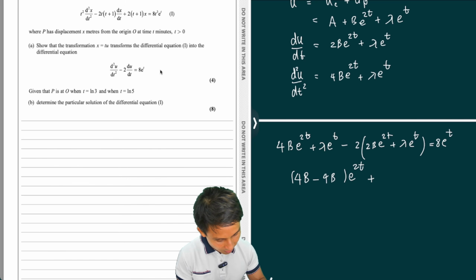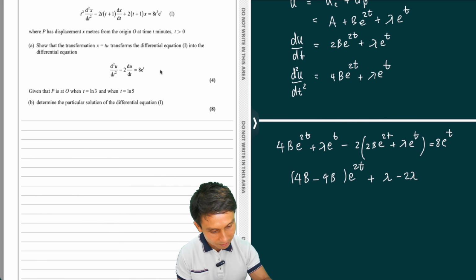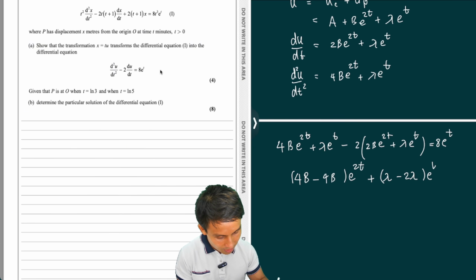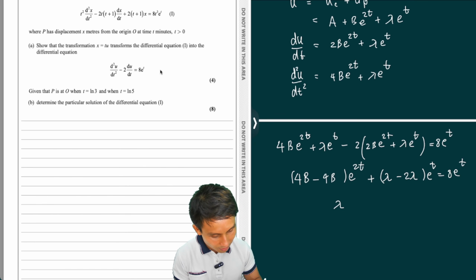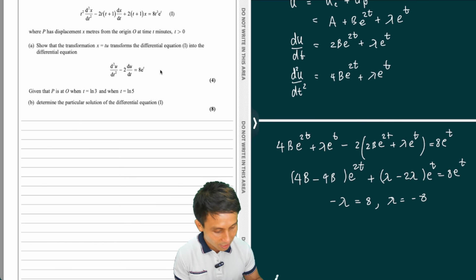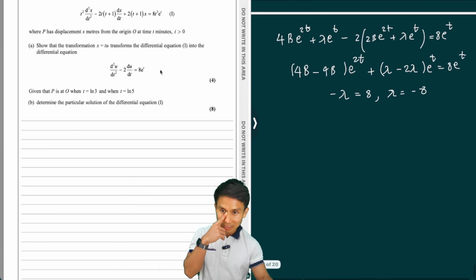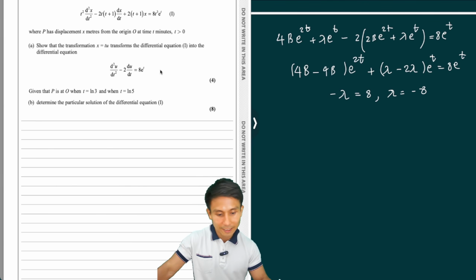So this is lambda minus 2 lambda, because the 2 expands here, and then e to the t equals 8 e to the t. So lambda minus 2 lambda is minus lambda equals 8. So lambda equals minus 8. Okay, so that's the particular solution there.